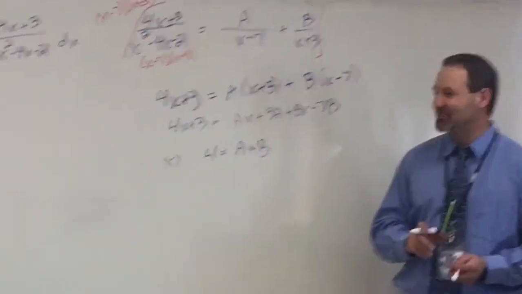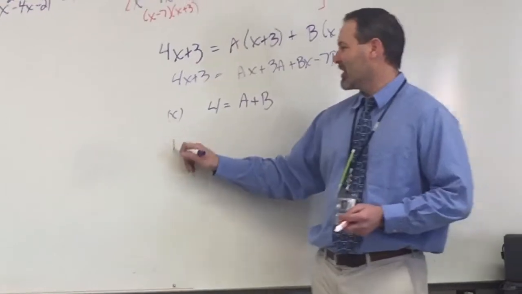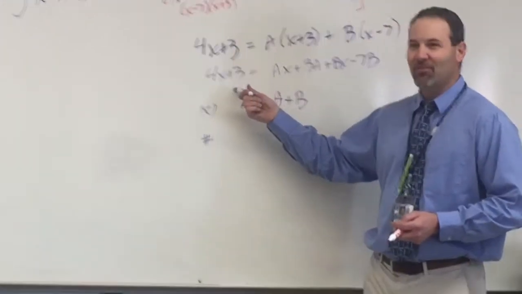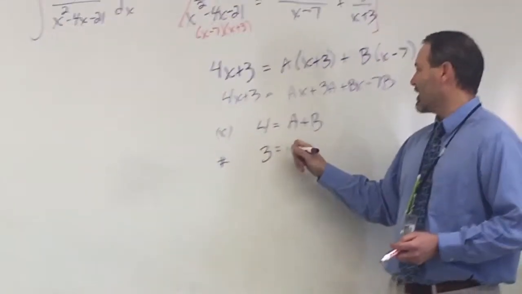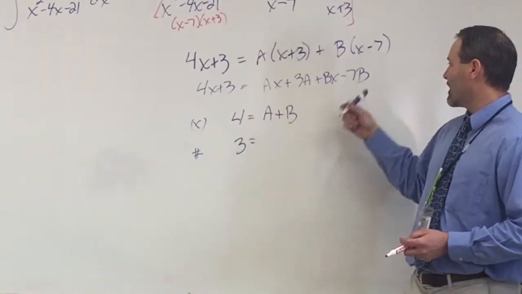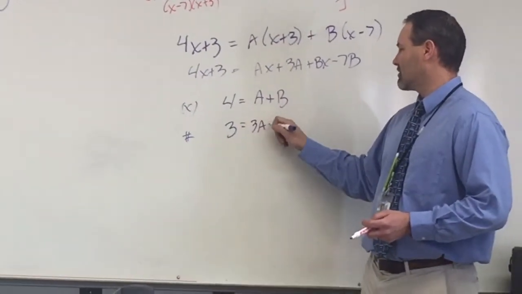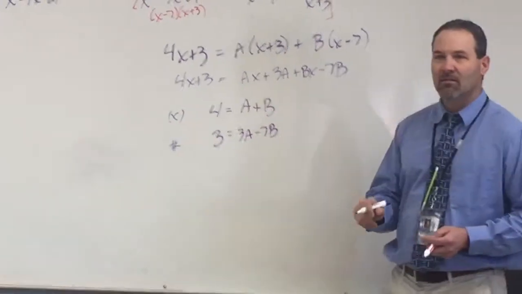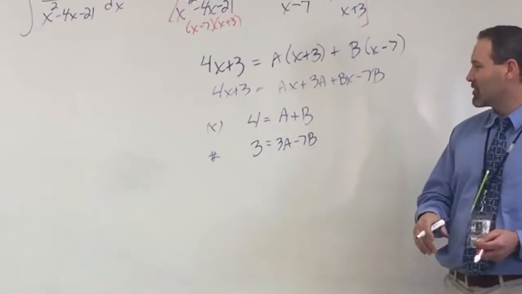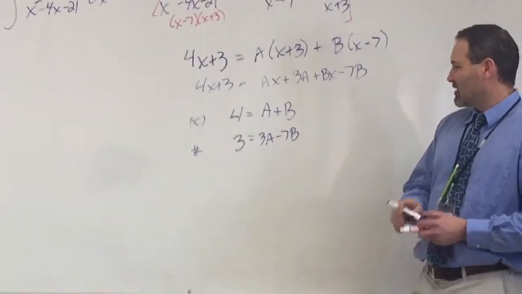Can you explain that? The constants on the left, I have 3 of them, and I have 3a minus 7b. And then you can solve the system of equations. Hey, that's like 8th grade.